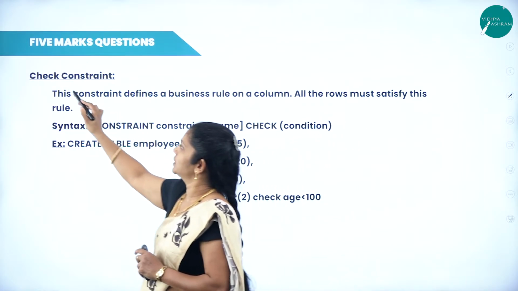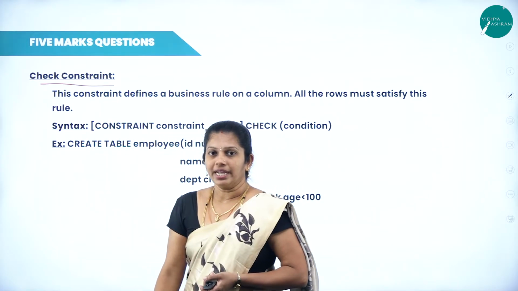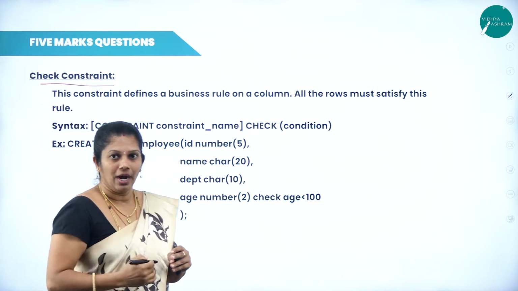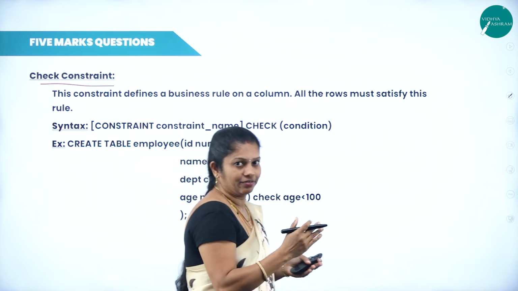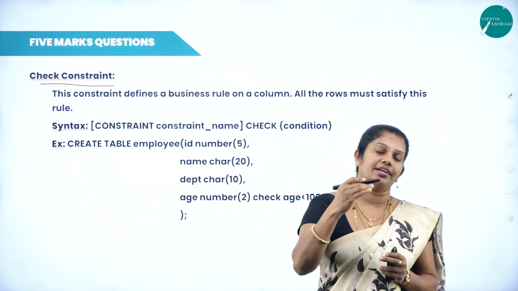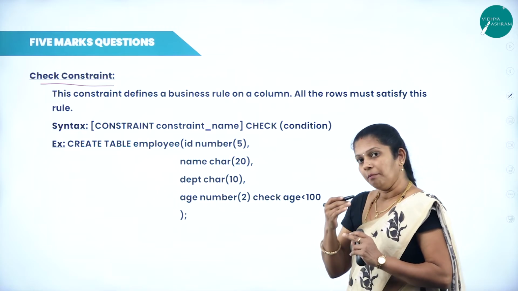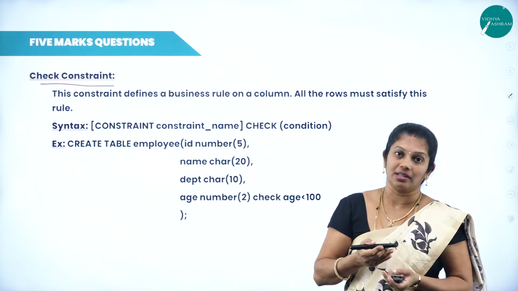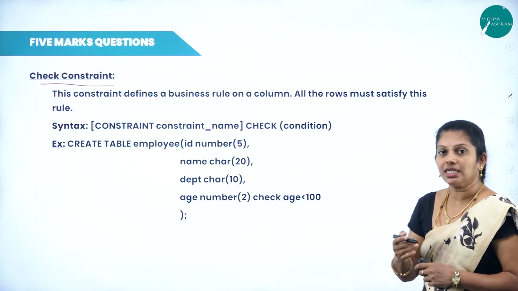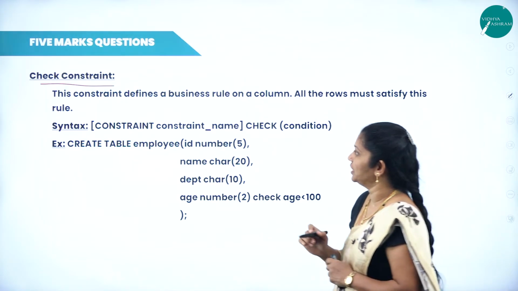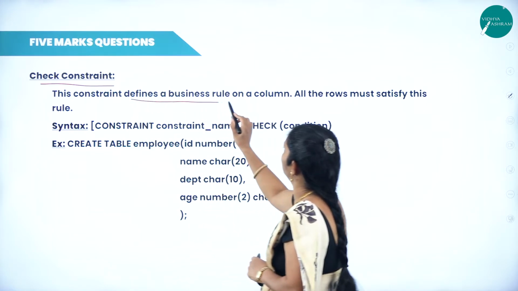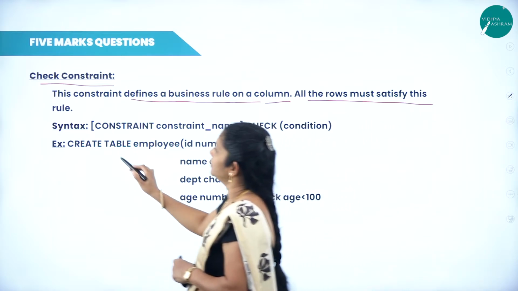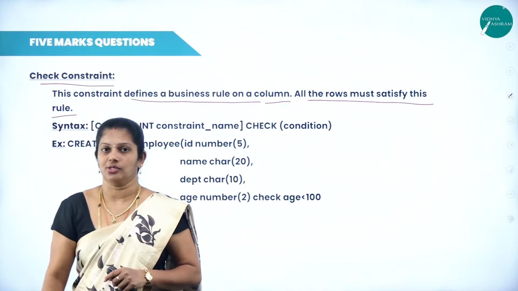Next one, check constraint. When we come to the check constraint, it will check conditions. For example, if I want to enter marks, the maximum limit is 100, for example. If I enter marks as 101, it is not supposed to be accepted. Minimum, if I want, I can enter 0. If it is less than 0, is it possible to enter the marks? No. Here, the check constraint helps to check the conditions. This constraint defines a business rule. On a column, all rows must satisfy this rule. Compulsorily, it has to satisfy.